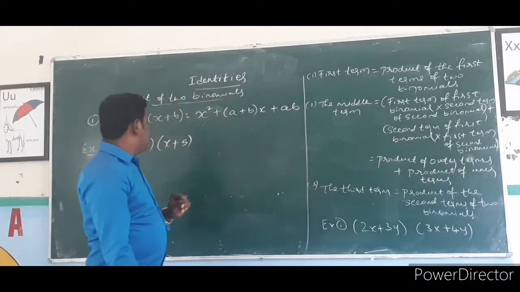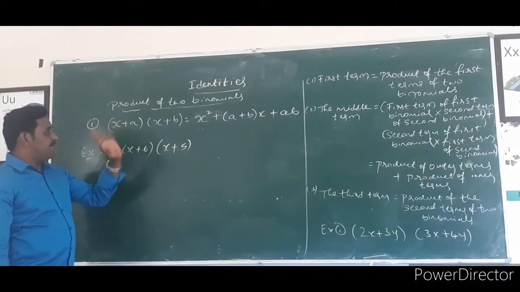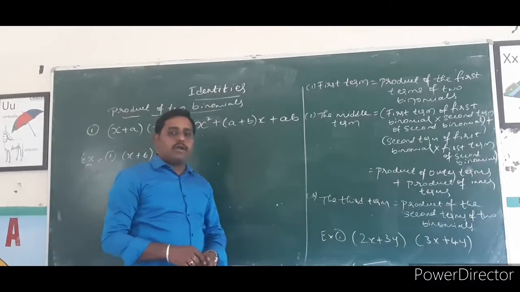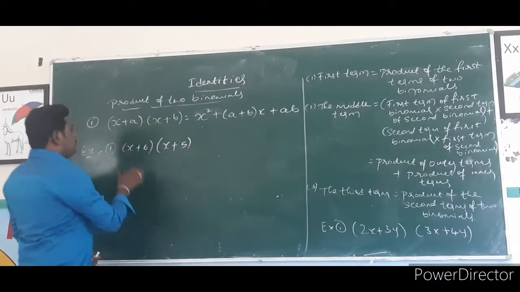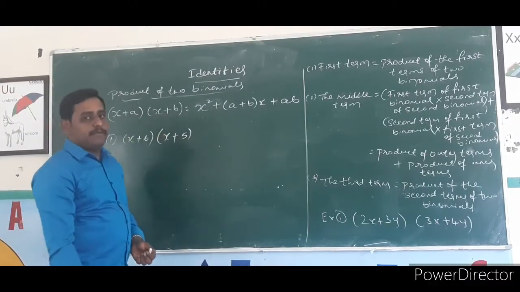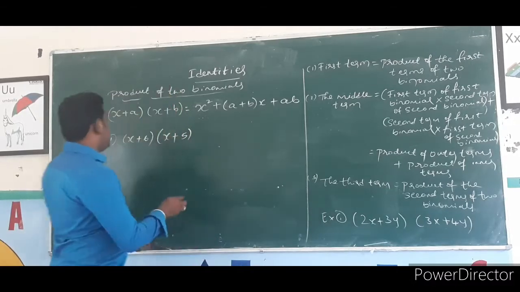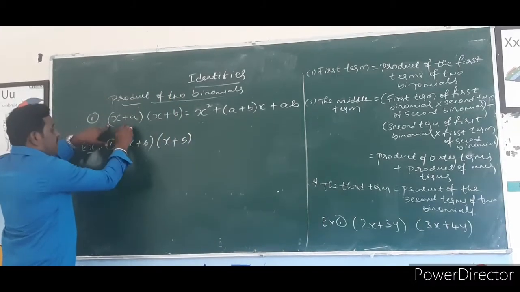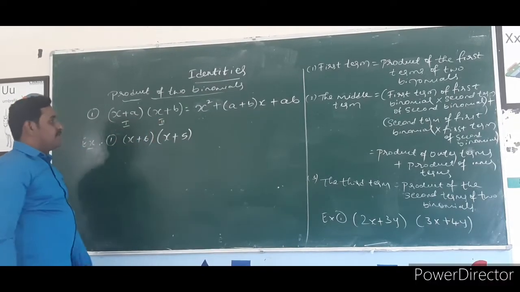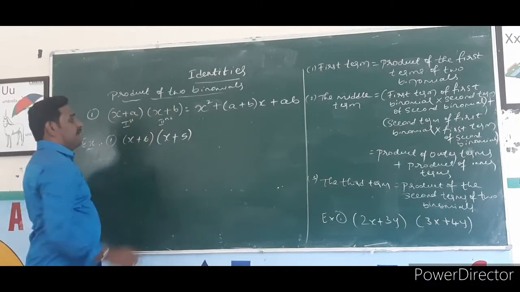In that, the first identity I am taking is (x + a)(x + b), the product of two binomials. Look here: one binomial, and here another binomial. What is meant by a binomial? An algebraic expression containing two terms. So this is the first binomial, and this is the second binomial.